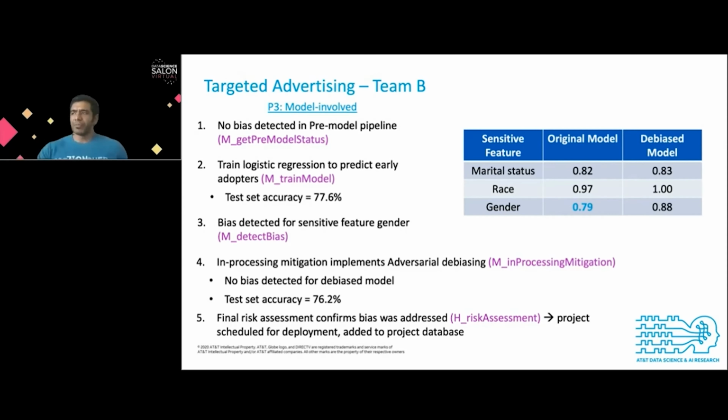Finally, an in-processing mitigation method, which is already well known in the literature, adversarial debiasing, is applied, and no bias was detected in the debiased model because the disparate impact threshold by EEOC is 0.8 to 1.2. It was 0.79 for gender, so less than the threshold before. But after debiasing, it's within the safe threshold of 0.8 to 1.2.